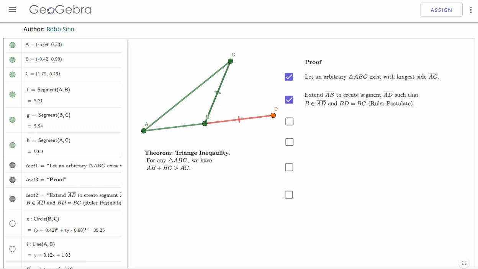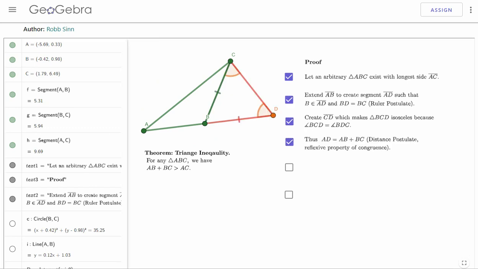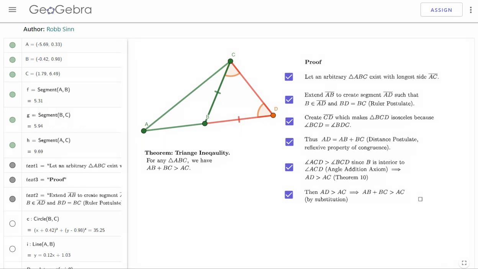So that's how the figure is growing and changing so that the new things we need to see are available on the drawing as we go. So that's a dynamic GeoGebra proof, okay? And you will be creating them.